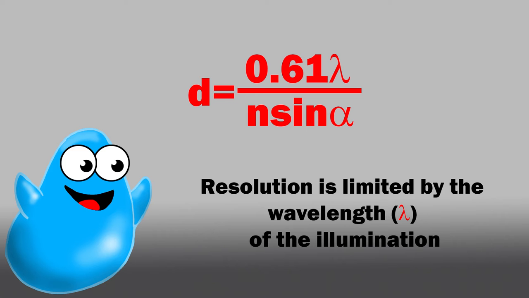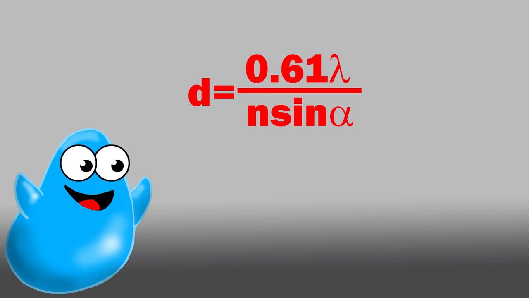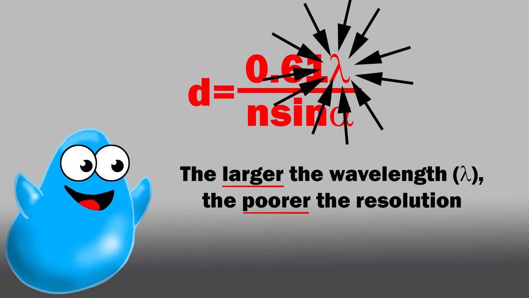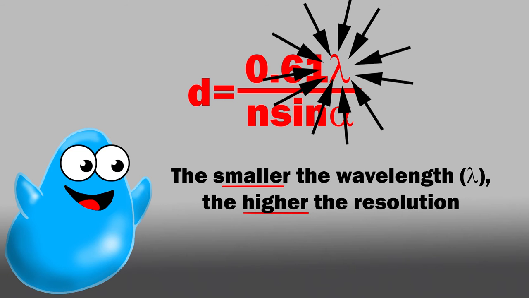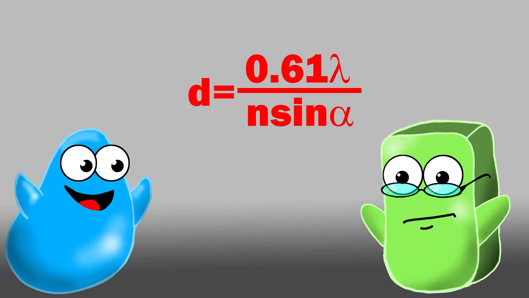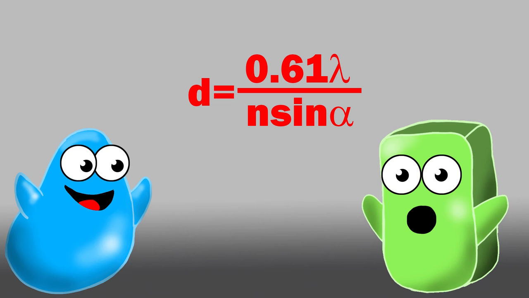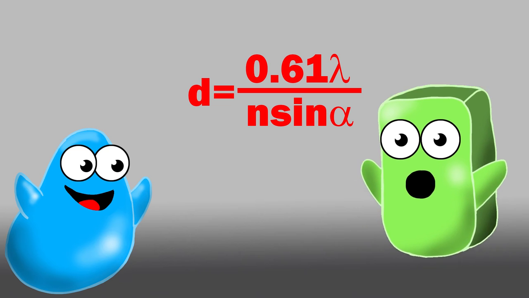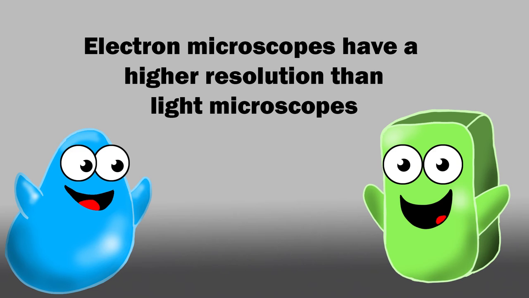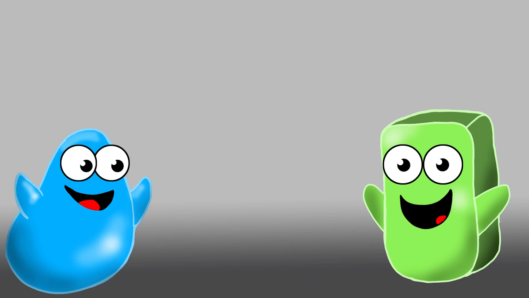In Abbe's equation, the wavelength is shown by the symbol lambda. The bigger the lambda, or wavelength, the poorer the resolution. The smaller the lambda, the better the resolution. Now, since the wavelength of electrons is way smaller than the wavelength of photons, this means that... I know. That means that electron microscopes have a better resolution than light microscopes. You got it, Annabelle. See, math isn't so hard.